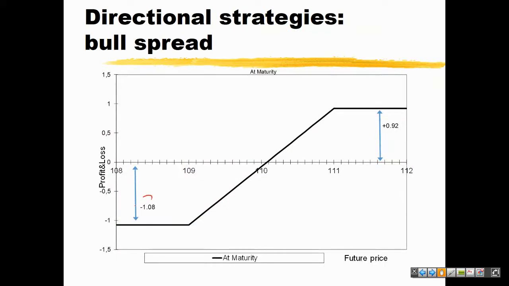We have a loss of 1.08 here and a profit of 0.92 on the other extreme. But as you see, this strategy is nicer because it has a limited profit and a limited loss as well. So it's a nicer strategy to be considered as opposed to some other ones that we have seen. You can take a directional position without risking too much, incidentally. And pretty clearly, the distance between the maximum loss and the maximum profit has to be equal to 2, which is exactly the distance between the two strikes, okay?